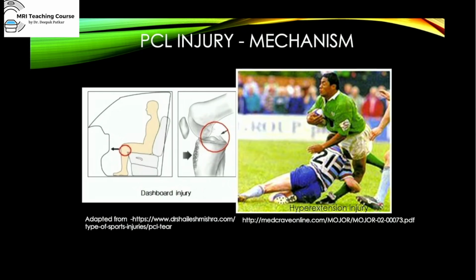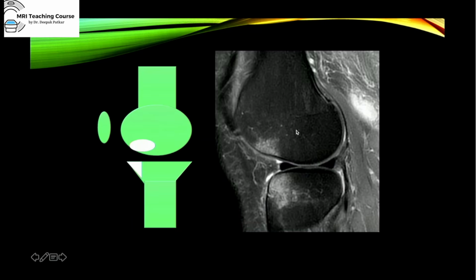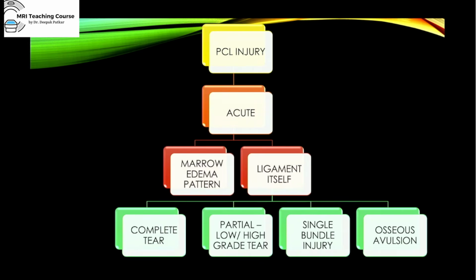So posterior cruciate ligament injuries can be more commonly of two types. Either it's a dashboard injury, which commonly happens in car crashes, where the edema pattern you'll find is only in the tibia, or it's a hyperextension injury. What happens in hyperextension? You will get kissing contusions. So basically you will get edema in the anterior femur and anterior tibia, which is nothing but the kissing contusion, which happens when there was an episode of hyperextension.